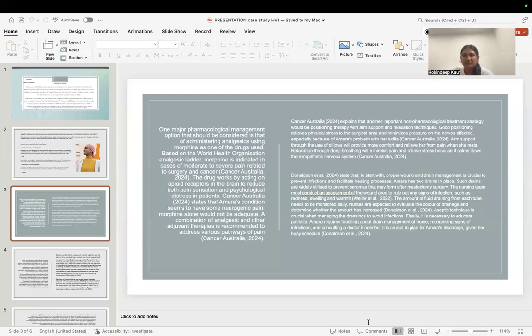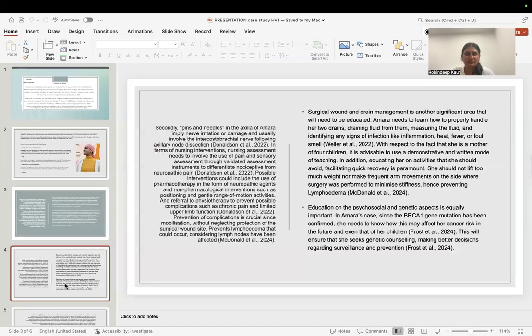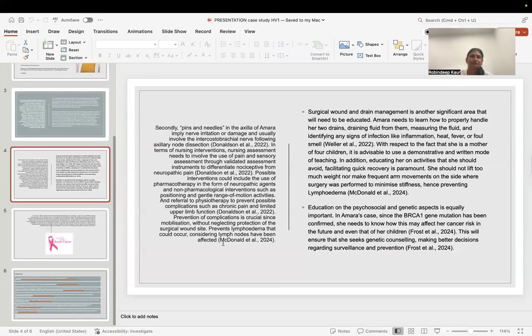Nurses are expected to evaluate the color of drainage and determine whether the amount has increased. Aseptic technique is crucial when managing the dressings to avoid any infection. Finally, it is necessary to educate the patient. Amara requires teaching about drain management at home, recognizing signs of infection and consulting a doctor if needed. It is crucial to plan for Amara's discharge given her busy schedule. This is how we are educating the patient for the post-operative period.